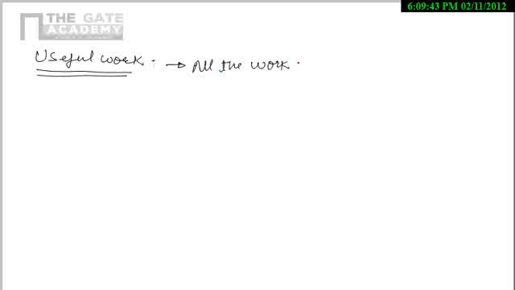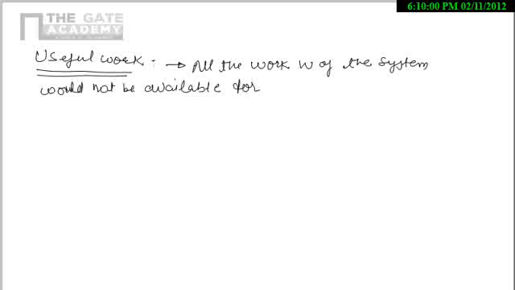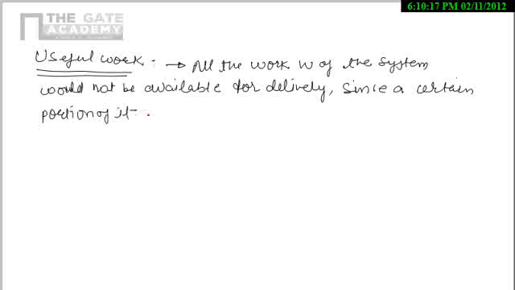All the work W of the system would not be available for delivery, since a certain portion of it would be spent in pushing out the atmosphere.